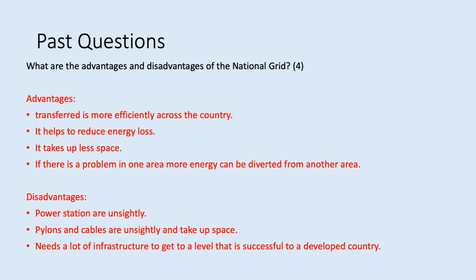So, the advantages and the disadvantages. Advantages: it is transferred more efficiently across the country. We've said that. It helps reduce energy loss through heat. It takes up less space. If there is a problem in one area, more energy can be diverted from another area. Disadvantages: power stations are unsightly, and power cables and pylons are unsightly and take up space.